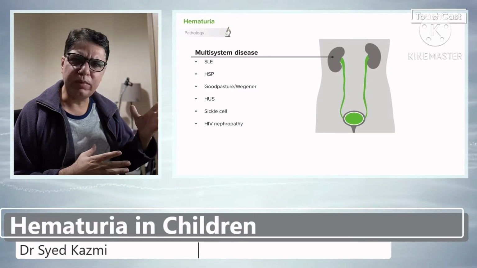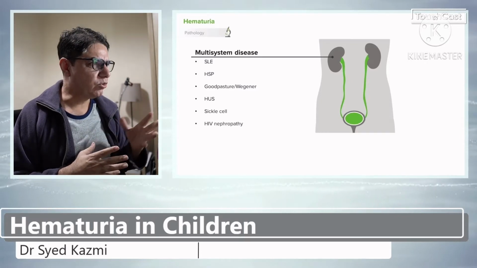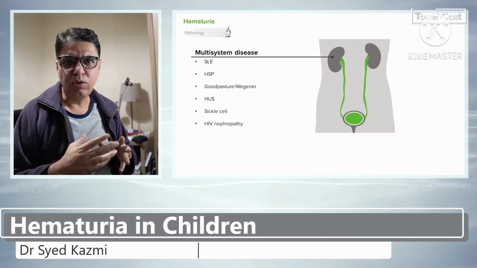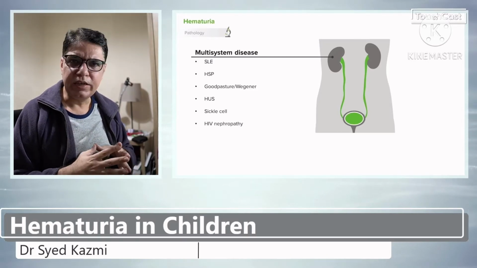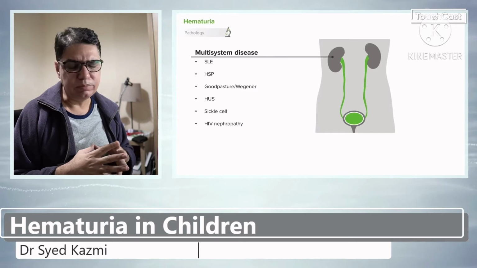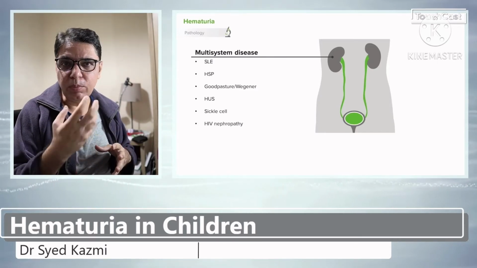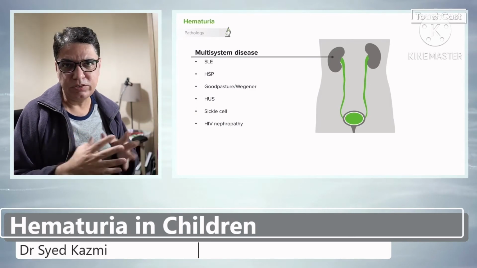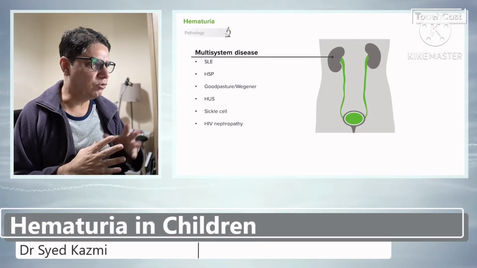Then we have some other rare multi-system disorders like Goodpasture syndrome and Wegener granulomatosis, which can involve the lungs and can involve the kidney. So a child can present with a complaint of hemoptysis, and at the same time they can present with hematuria as well. But these are multi-system disorders and they're a bit rare as compared to HSP.